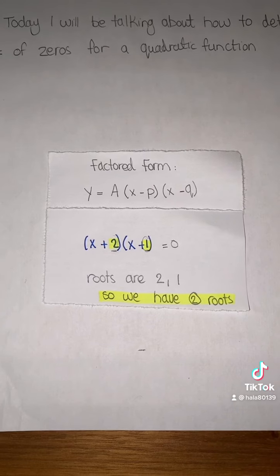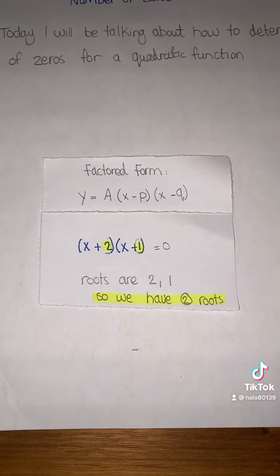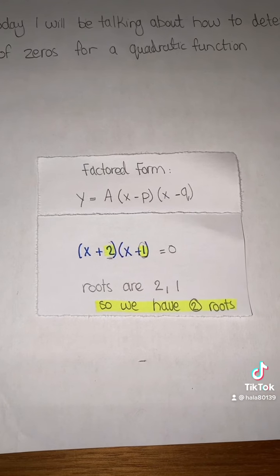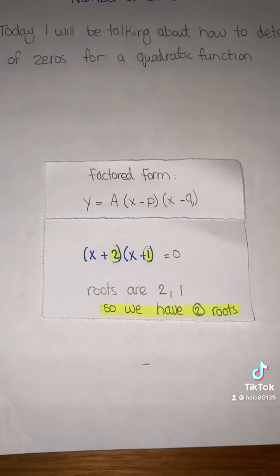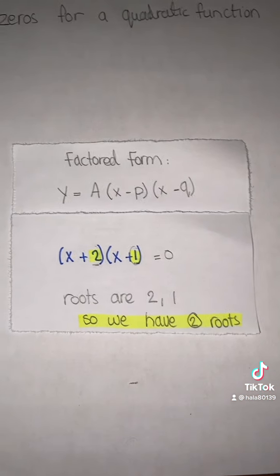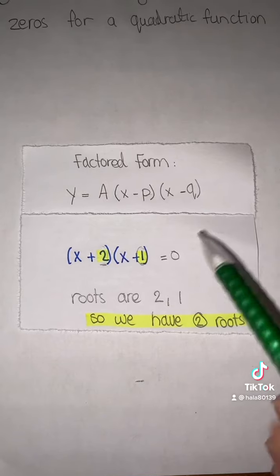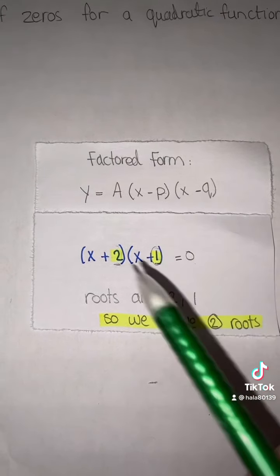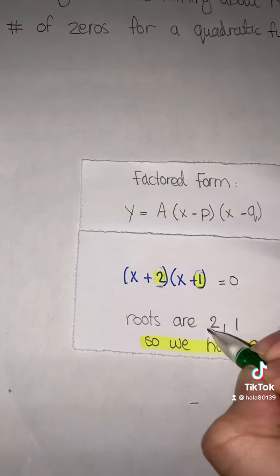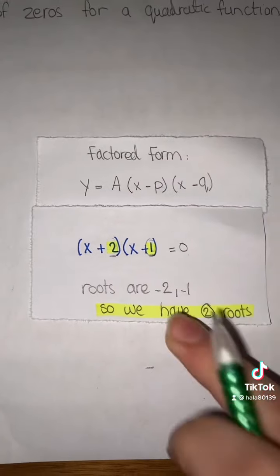The last example is a quadratic function in factored form. So in a factored form, we don't have to switch to a standard form because here P and Q are the zeros, so we don't have to do anything. We only have to set the equation equal to 0 and then solve: x plus 2 equals 0. We're going to have minus 2 and minus 1. Those are the zeros.